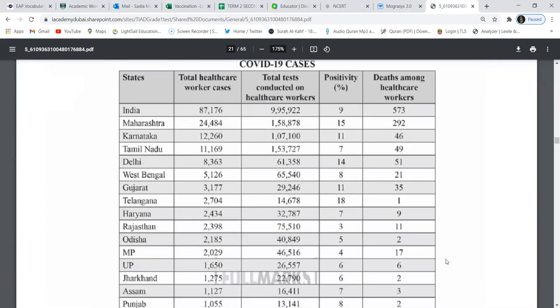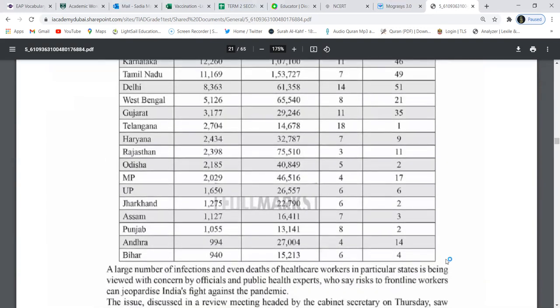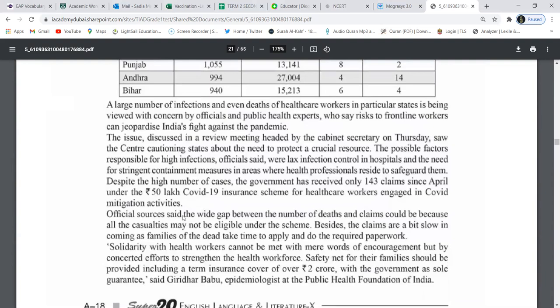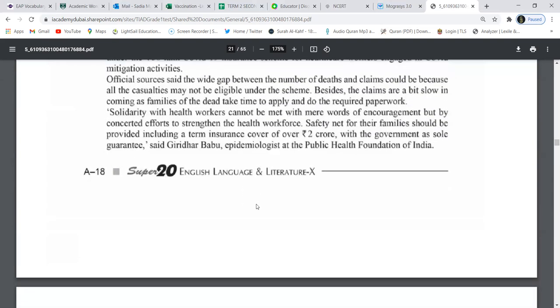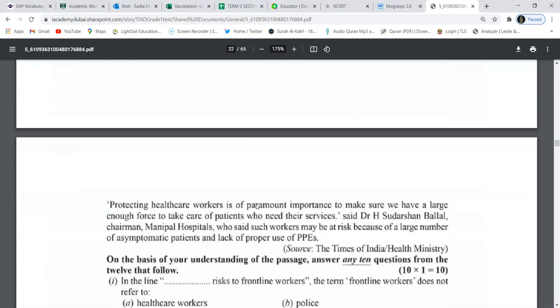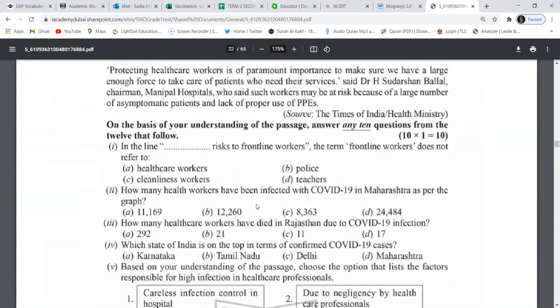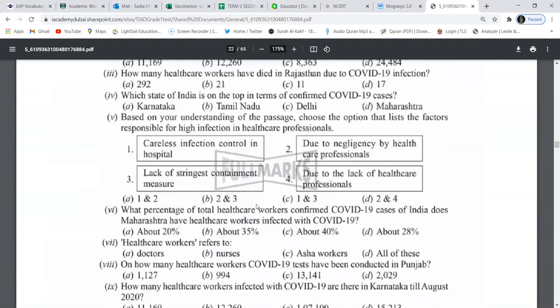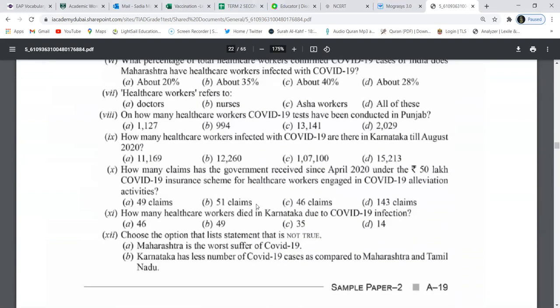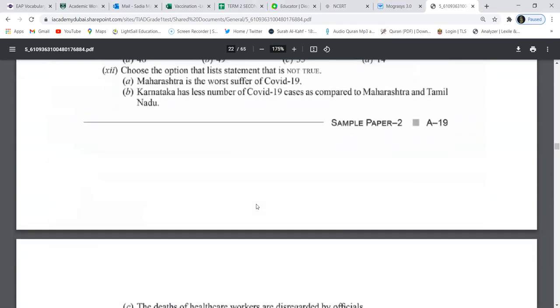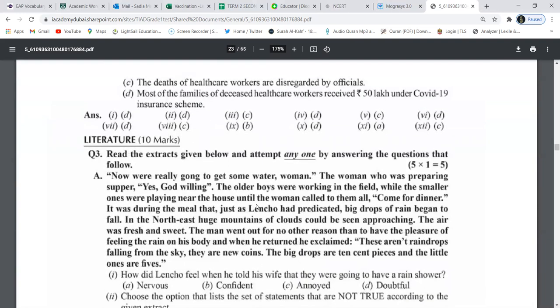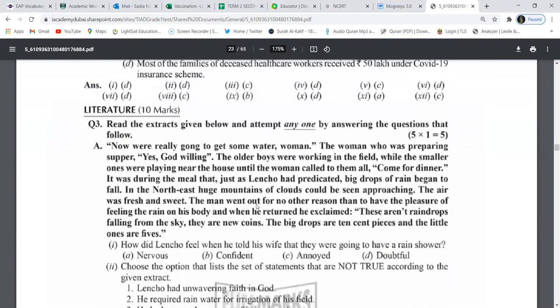Read the information from the table. Interpret the information. Combine it with text. You can see this, it is written in Hindi, it is rupees. Pause the video, read the questions, look at the options, respond appropriately. Look at the answers, self-evaluate yourself. Pause the video and check your answers, and then proceed to the literature question.